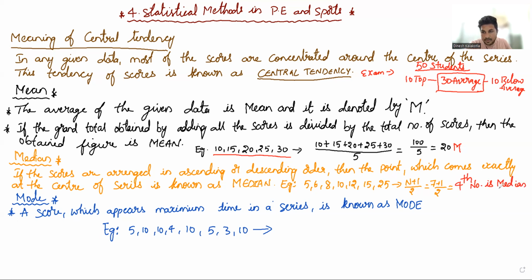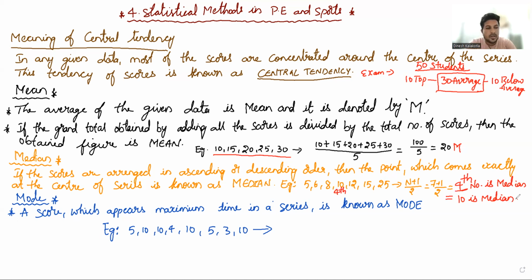The number that we got here, 4, is not the median, but the fourth number is the median. What is the fourth number? 1, 2, 3, and 4. So what is the median of the data that we have? 10 is the median. I hope you understand.